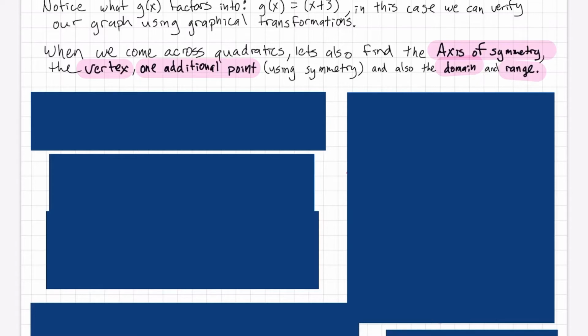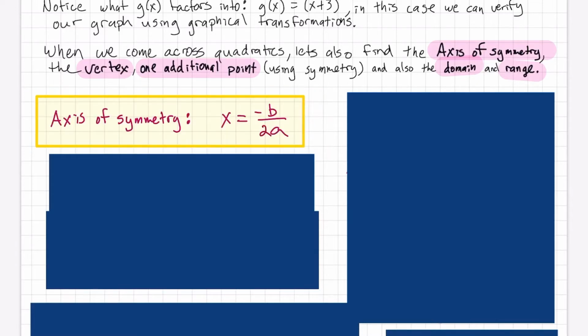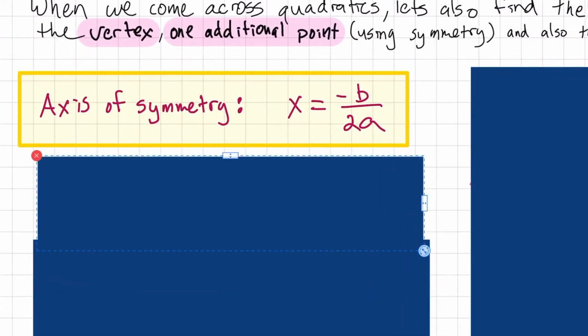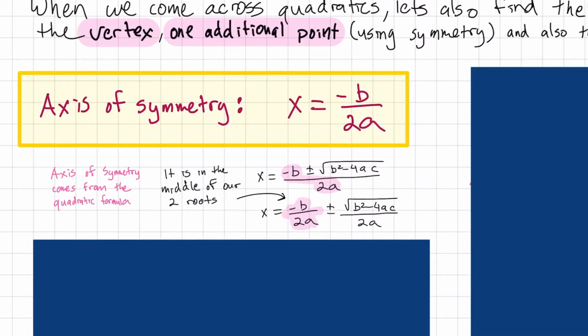So first thing, let's talk about the axis of symmetry. So the axis of symmetry is this formula. It's x equals negative b over 2a. Now, negative b being divided by 2a should feel a little bit familiar. If you think back to the quadratic formula, do you see that negative b over 2a right here?